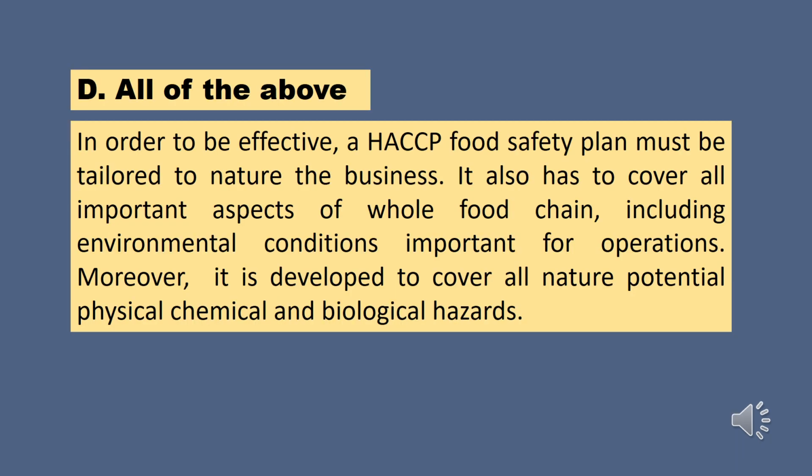The correct answer is letter D. All of the above. In order to be effective, a HACCP food safety plan must be tailored to the nature of the business. It also has to cover all important aspects of the whole food chain, including environmental conditions important for operations. Moreover, it is developed to cover all potential physical, chemical and biological hazards.